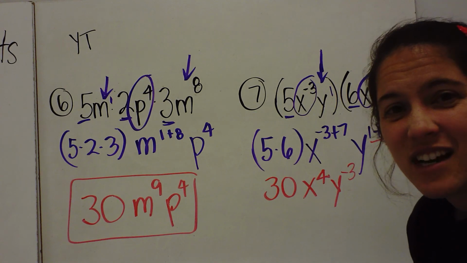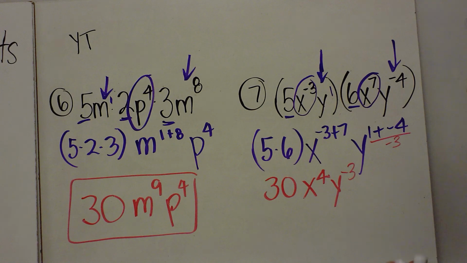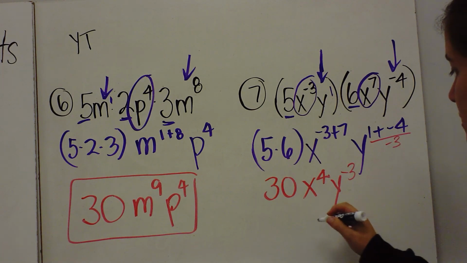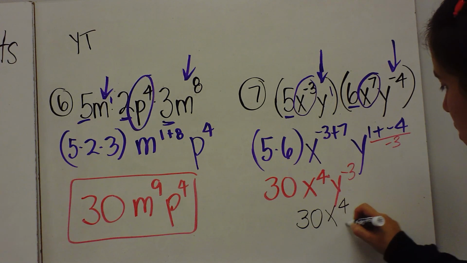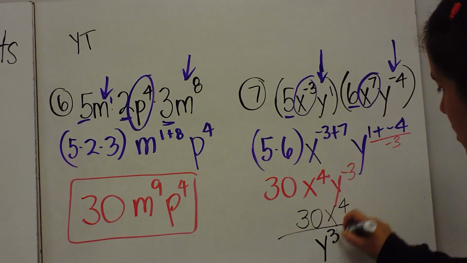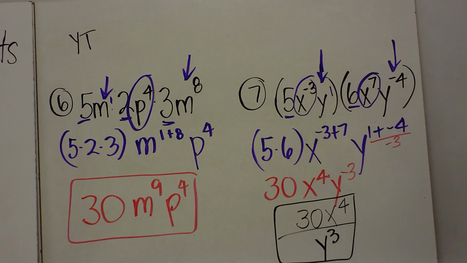And we're almost done, except what's wrong? You can't have a negative exponent. So I need to move this to the bottom. So my final answer is 30 x to the 4th over y to the 3rd. I hope you got that right.